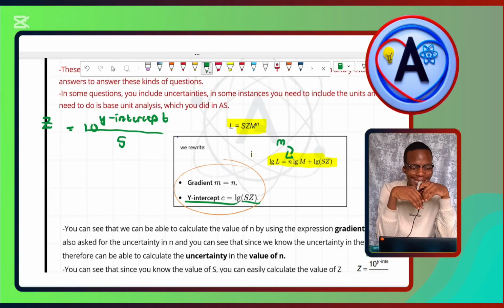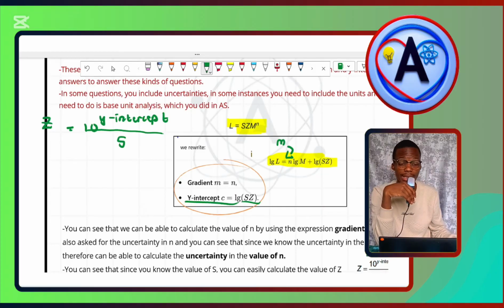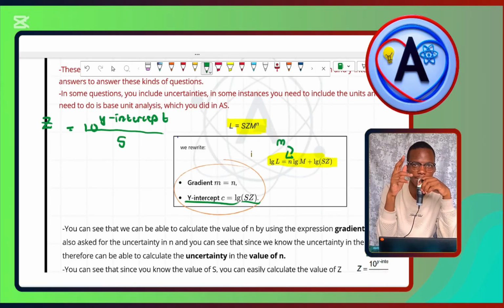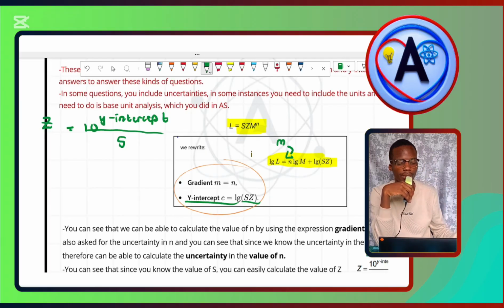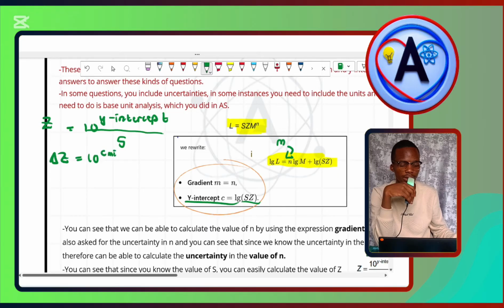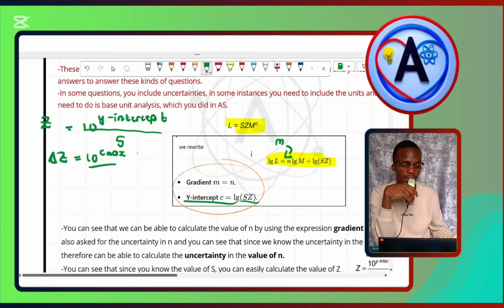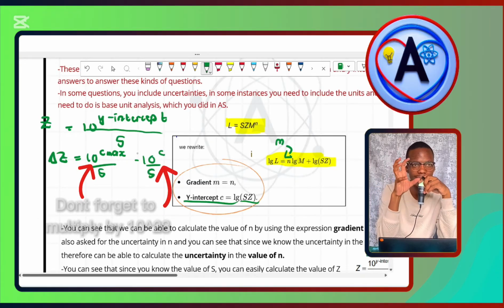If they would ask you to find the uncertainty in z, right, multiple formulas you can apply, but the easiest one, again, like I said in the last question when given calculations, you can find the maximum value of the y-intercept of log L. Then you can also find the minimum value of the y-intercept, 10 to the power of y-intercept minimum, right? So the uncertainty in z will basically be 10 to the power of y-intercept max over S minus 10 to the power of the y-intercept min divided by S. That's the way you can find the absolute uncertainty in z.